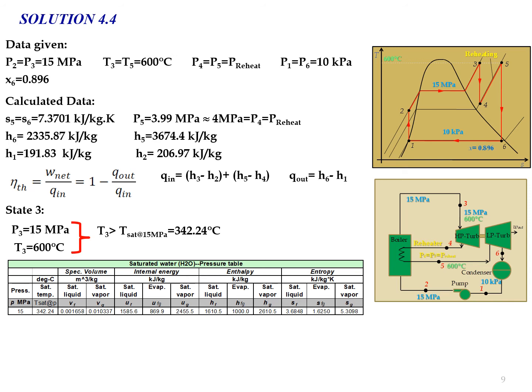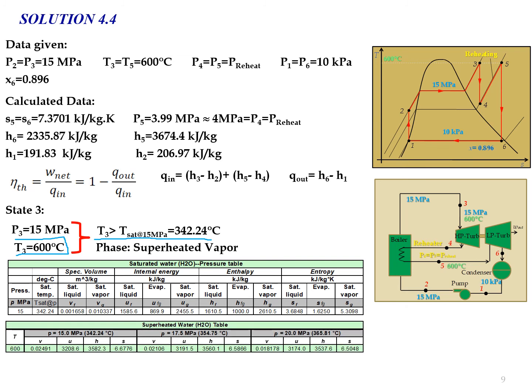However, we need to check first that T3 should be larger than the saturation temperature at 15 megapascal. From the saturated water pressure table, the saturation temperature at 15 megapascal is 342.24 degrees Celsius, whereas the temperature at state 3 is 600 degrees Celsius. So it is in the superheated vapor phase, and we go into the superheated water table.